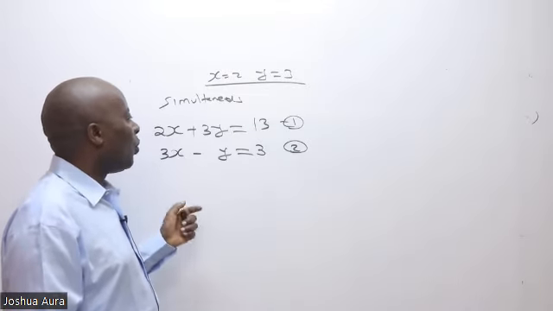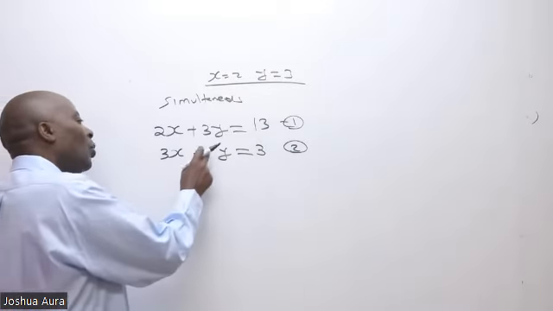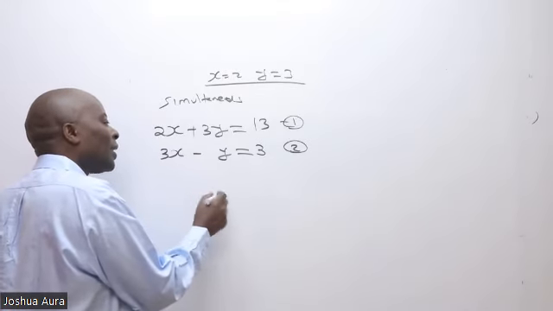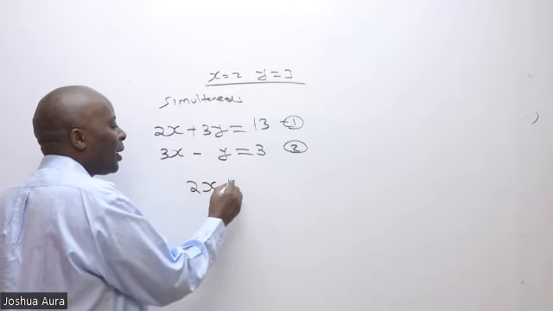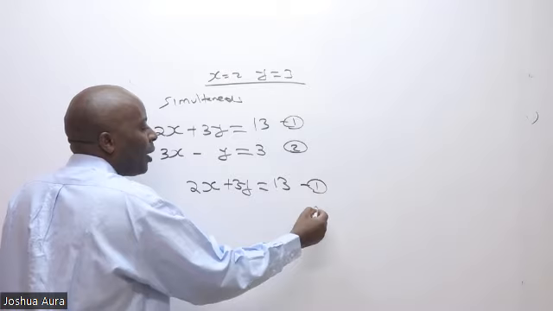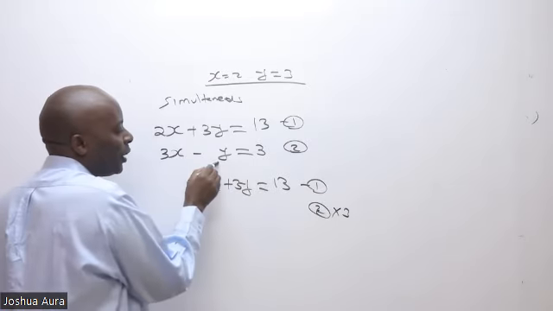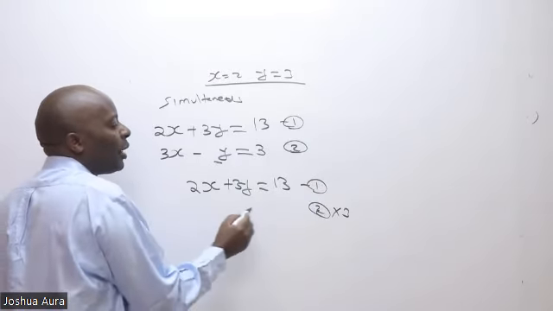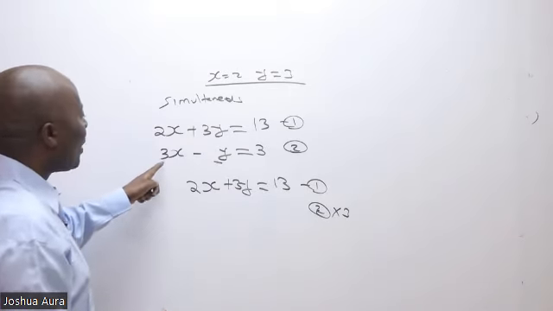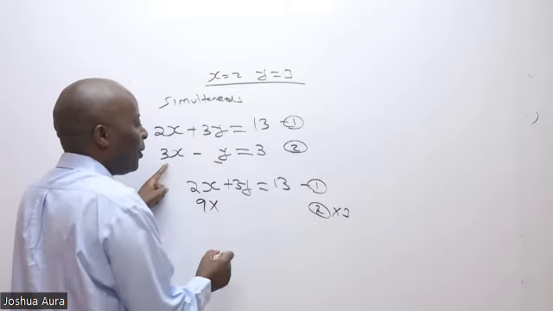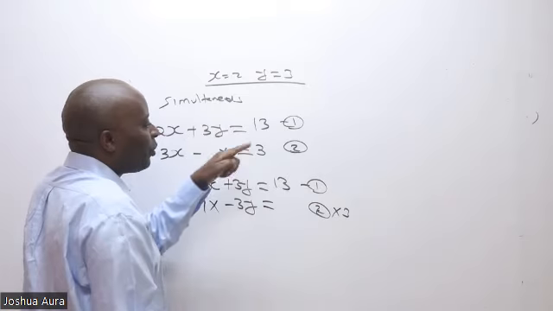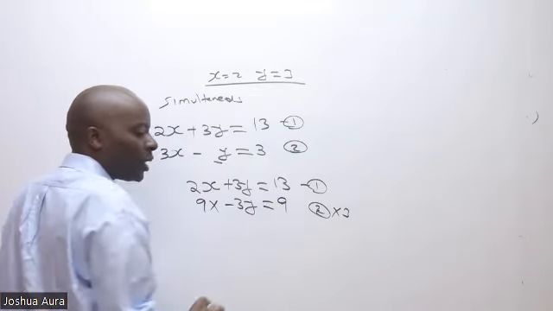Or rather, what I will do, ladies and gentlemen, I would want equation number 2 to have 3 here instead of 1. So to solve this simultaneously, equation number 1 is going to remain. But equation number 2 will be multiplied by 3 to make this one 3 as well. Remember, when I'm multiplying equation 2 by 3, everything is being multiplied by 3. What do we have here? We have 9x minus 3y equals what at the end of the day? I'm multiplying everything by 3, so on the other side we have 9.